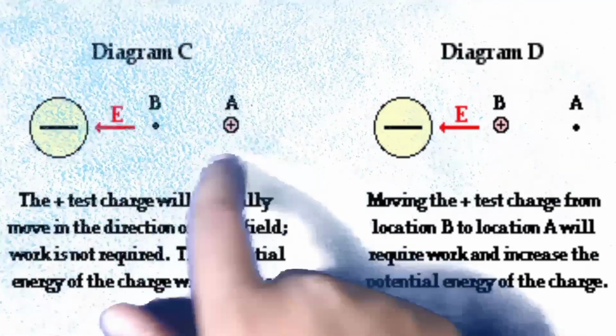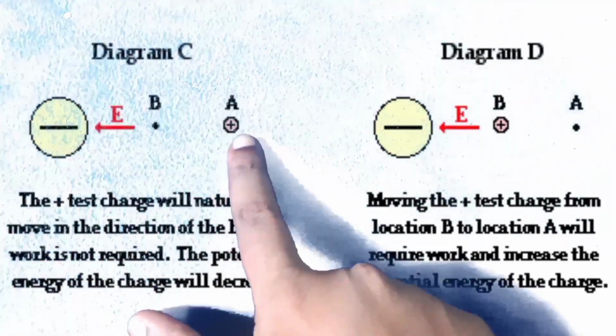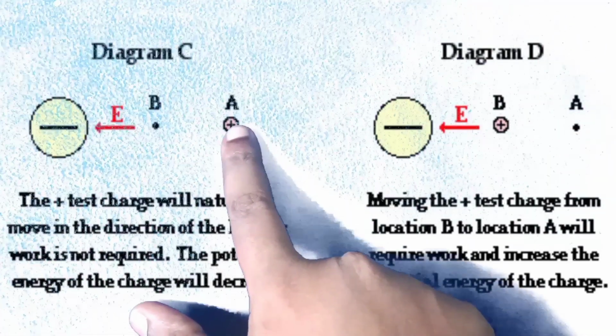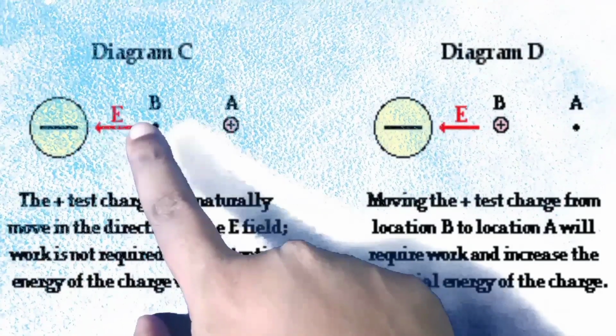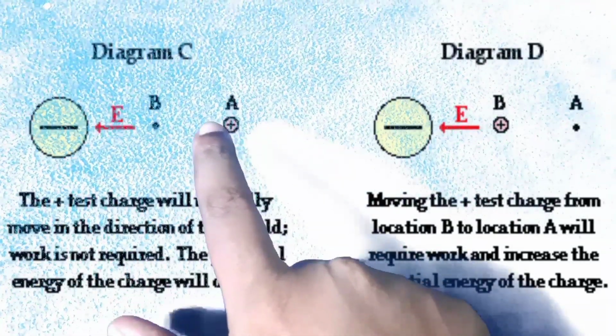This is a natural process, and we do not have to do any work for moving from point A to point B. So in this case the potential energy will be decreasing.